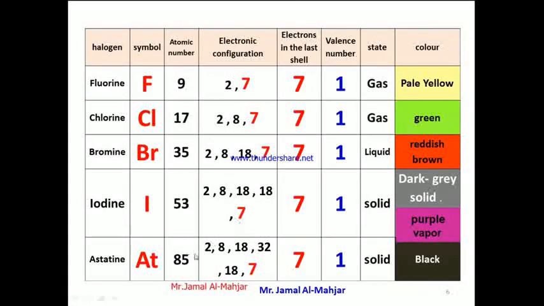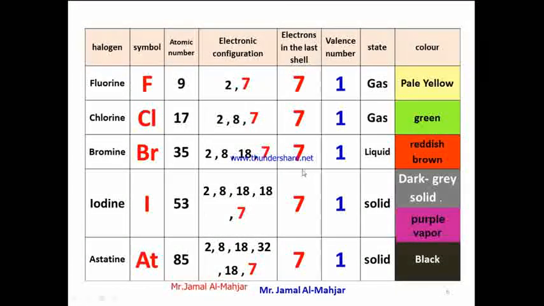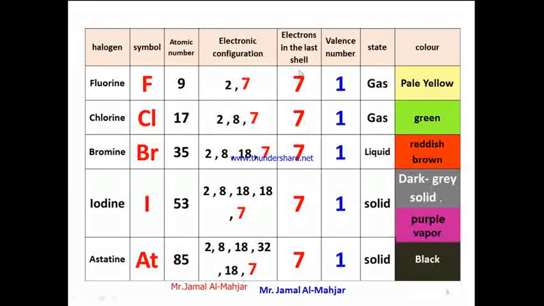In the first shell how many? Sorry, 1, 2, 3, 4, 5, 6 shells here we have. The first shell 2, in the second one 8. In the third one we have 18. In the fourth one we have 32. In the fifth one we have 18. And in the sixth one we have 7 electrons. Now what do you notice here? In the last shell we have 7 electrons for each element.